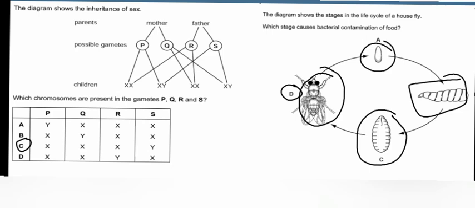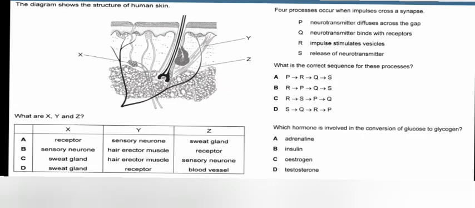The next question is saying, the diagram shows the structure of human skin. So we have part X, which is called the sweat gland.